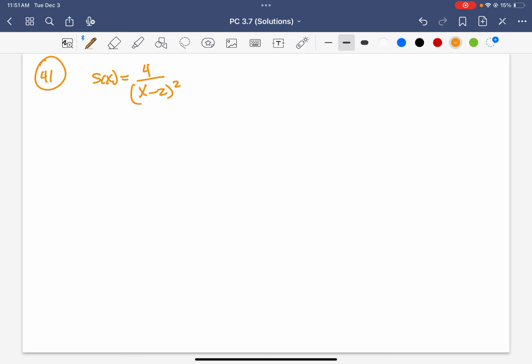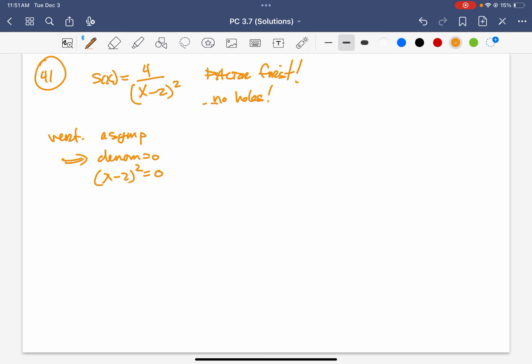So if I had to go through the whole thing again, first, it's already factored, so we always factor first if we can. And we see that there are no holes because nothing cancels out on top and bottom. The vertical asymptotes are where you set the denominator equal to 0. So we get this thing equals 0, which means x equals 2 is a vertical asymptote.